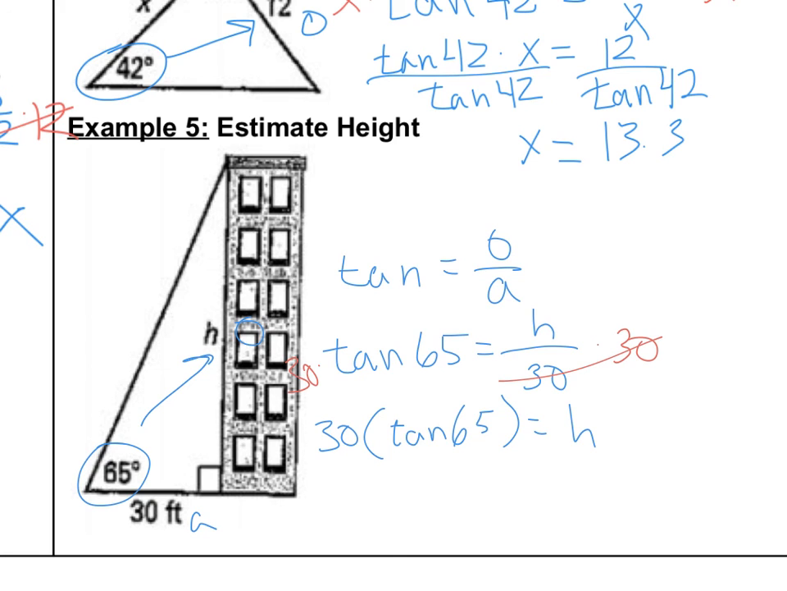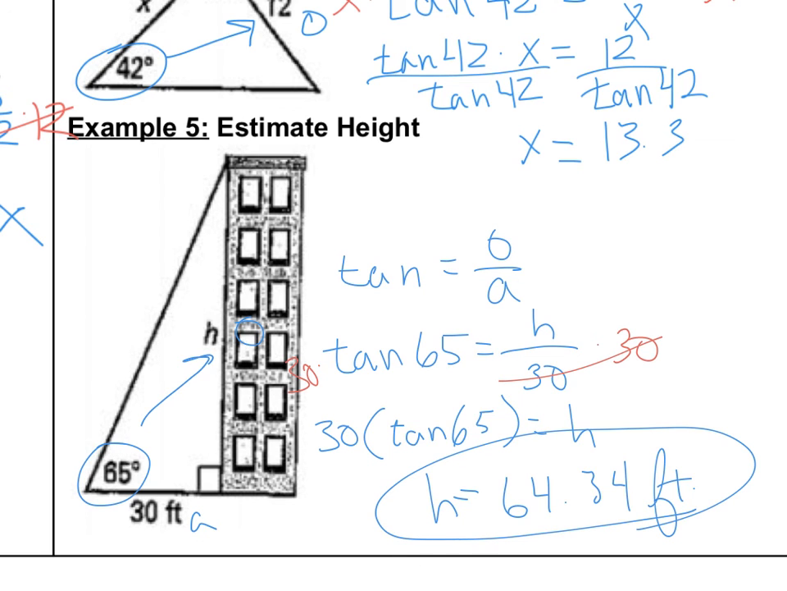So now we just multiply it out. So 30 times tangent of 65, I got 64.34. So the height of that building is 64.34, and they give me a unit of measurement, so it's feet. Make sure you label that. This one worked out nice because my letter was on top. If it wasn't, you could have figured out this angle and said opposite over adjacent like that. If that had been helpful.